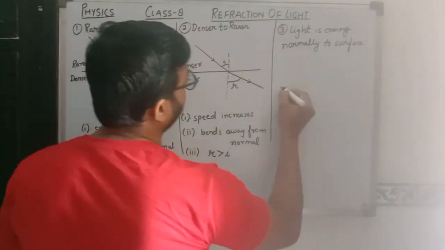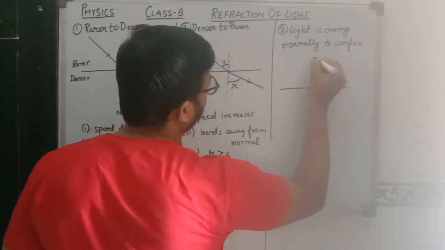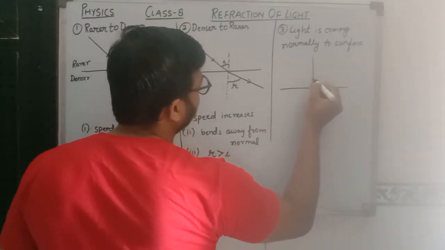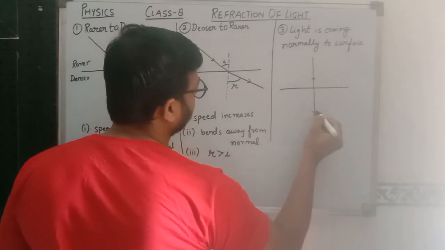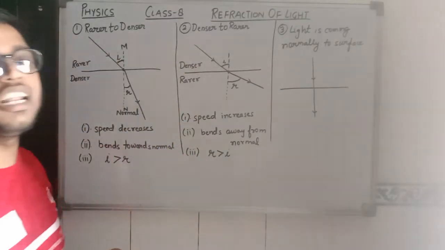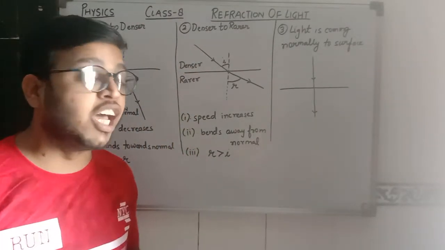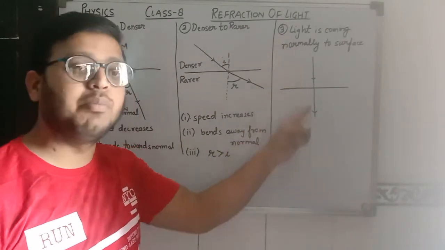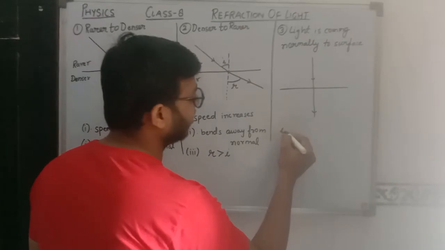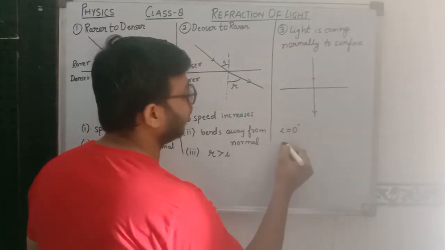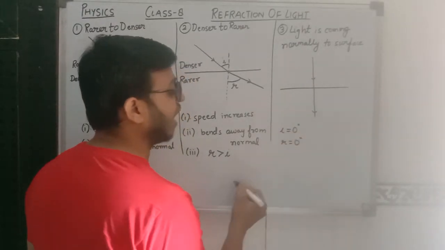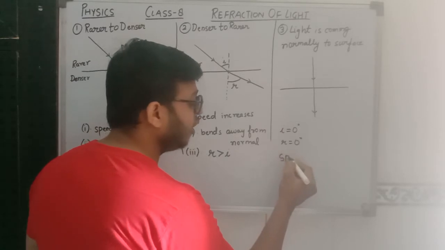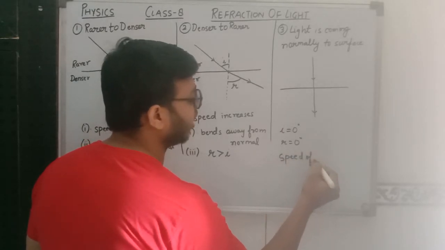And the third case, when the light ray is coming normally like this, either denser to rarer or rarer to denser, in this case the light ray will go straight. There is no bending in the light ray path. The light ray will move straight. So in this case, the angle of incidence is 0 and the angle of refraction is 0.